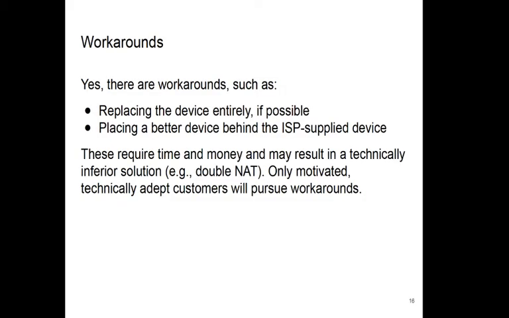So yeah, there are these workarounds. I don't like the workarounds in particular because only really motivated and technically adept customers will pursue them. They require time and money. For instance, you might buy another router and cascade it behind the ISP-supplied router, but you might be double NATting all your traffic. In general, it takes time and money if you want to choose another recursive DNS provider.